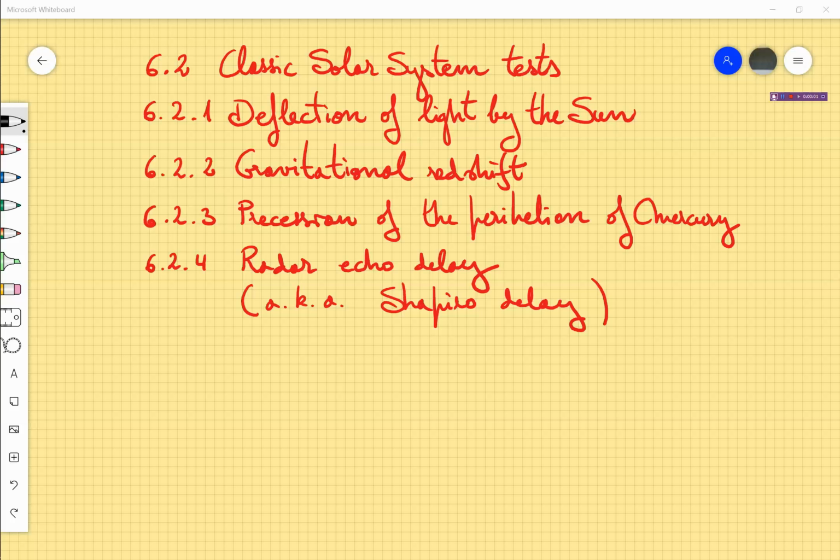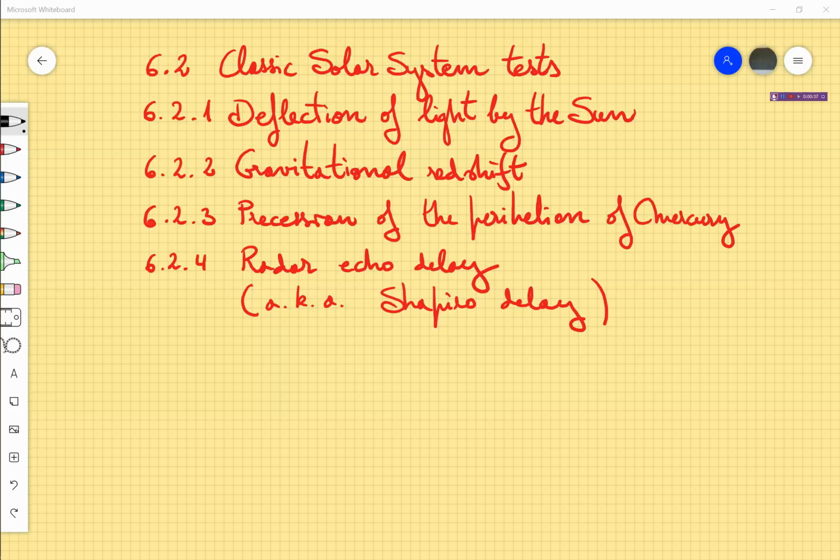In this section of the program, we are supposed to review the classic solar system tests of general relativity. These are tests of the theory carried out within the solar system. They are the old tests of general relativity, and all of them, as we are going to discuss, involve low velocities and weak gravitational fields. These are the kind of fields that one can find in the solar system, and also the kind of velocities that one finds in the solar system as well.